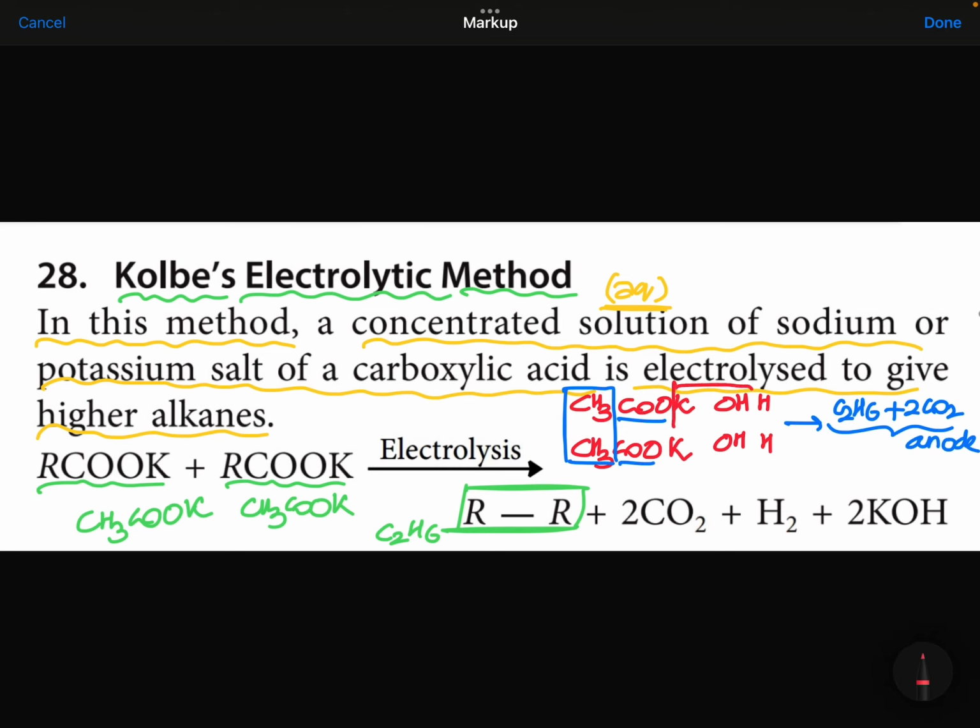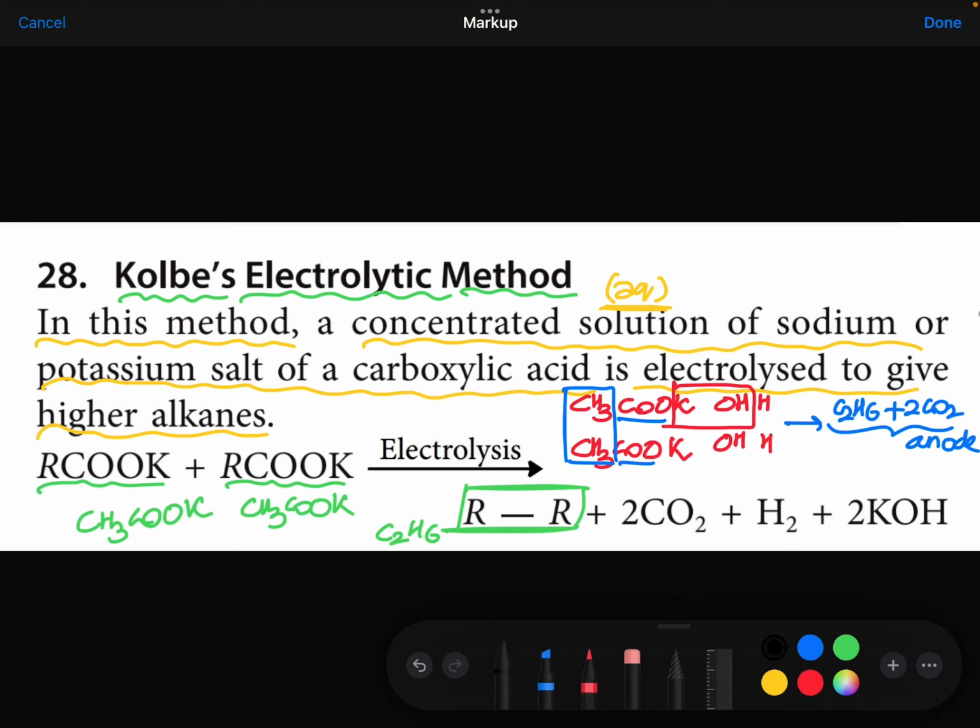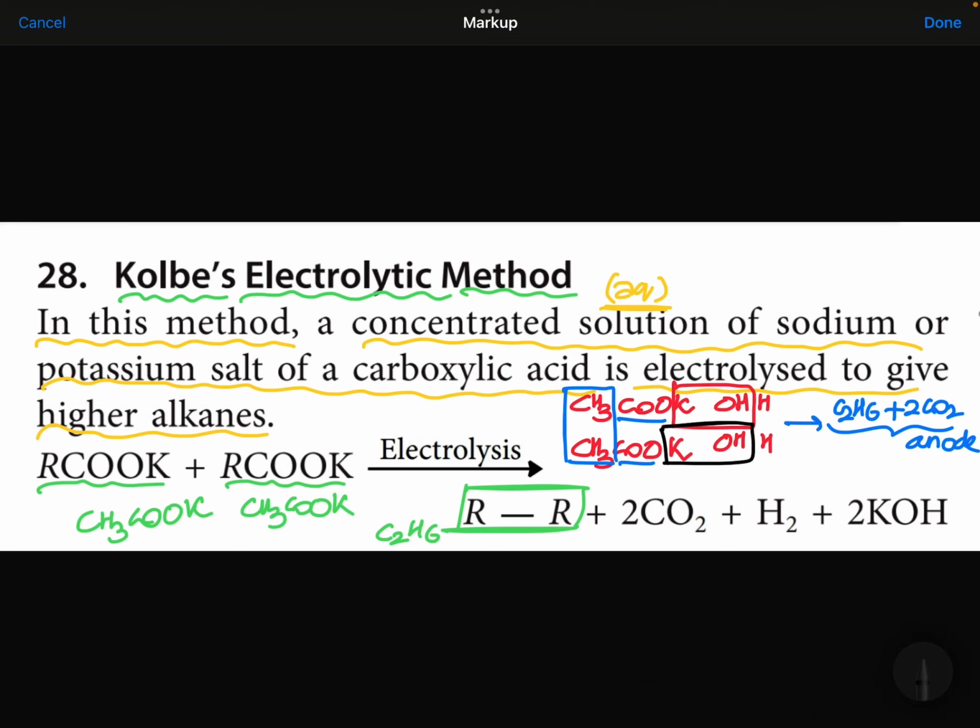And see, this is KOH. We'll go with some other color. This is again KOH. So 2 KOH. That's why the final solution is basic in nature, alkaline in nature. And we have our special guest here, hydrogen. Hydrogen goes to the cathode.